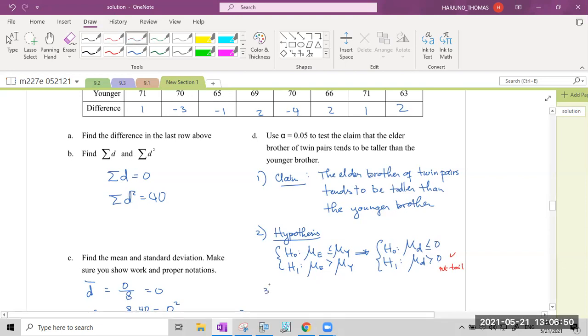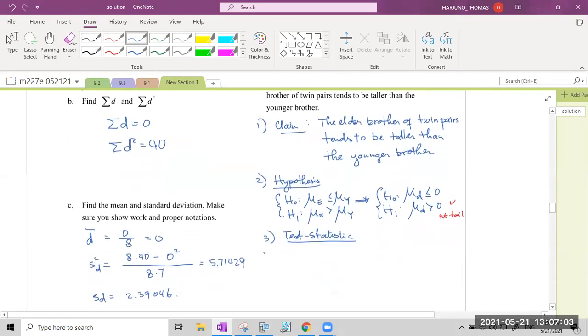Step 3. Test statistic. Statistic T equals D bar minus 0 over sample standard deviation, 2.39046 over square root of 8. I guarantee this is 0.